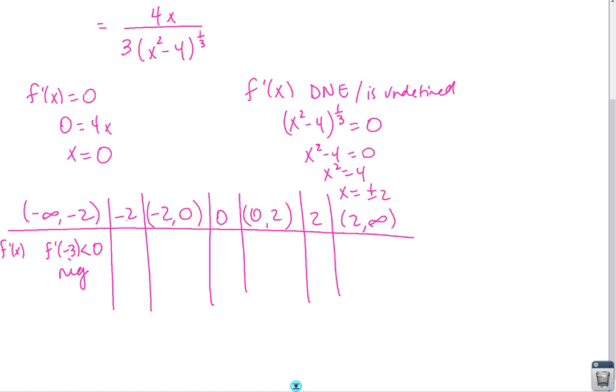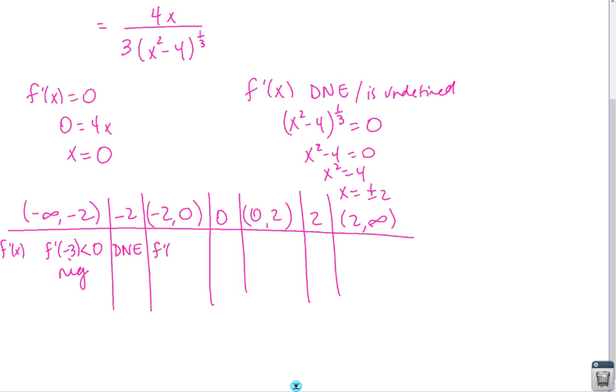Oh, I already know that at negative 2, I don't want to write 0 now. I want to say does not exist, because my derivative does not exist at negative 2. Up until this point, we've always been able to put a 0 right here. No longer the case, folks. Now we're plugging in the fact that it does not exist. That's what's making it a critical number.